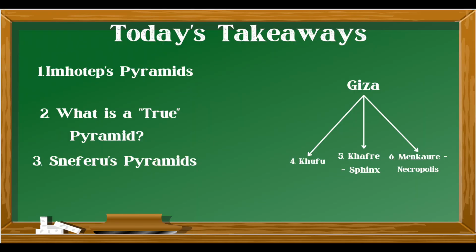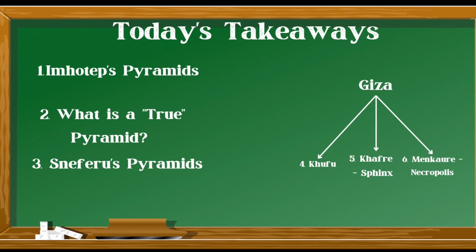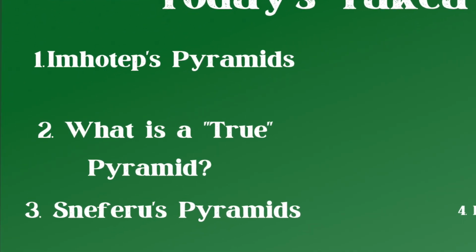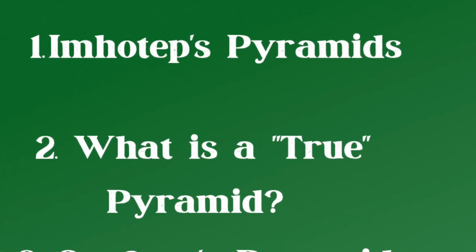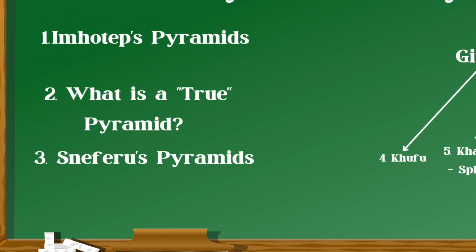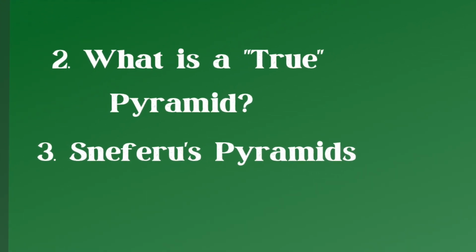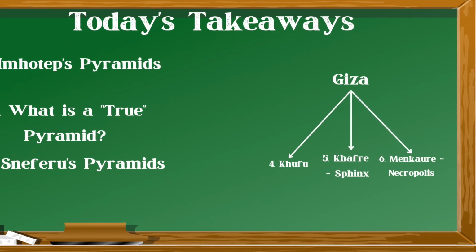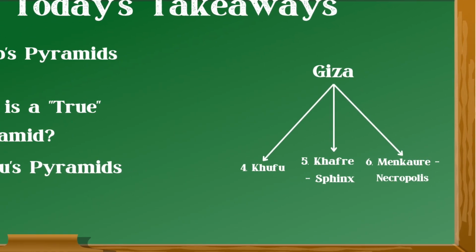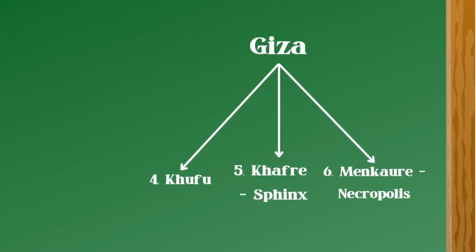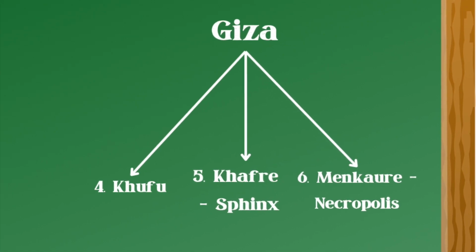And so now, let's look at today's takeaways. Today, first, we looked at Imhotep's pyramid, which was built out of stacking mastabas on top of each other. Next, we looked at what is a true pyramid. Next, we looked at Sneferu's three pyramids, out of which the third one turned out to be a success. Next, we looked at the pyramids of Sneferu's heirs, built at Giza, that is, the pyramids of Khufu, Khafre, and Menkaure, out of whom Khafre built the Sphinx, while Menkaure built a necropolis.